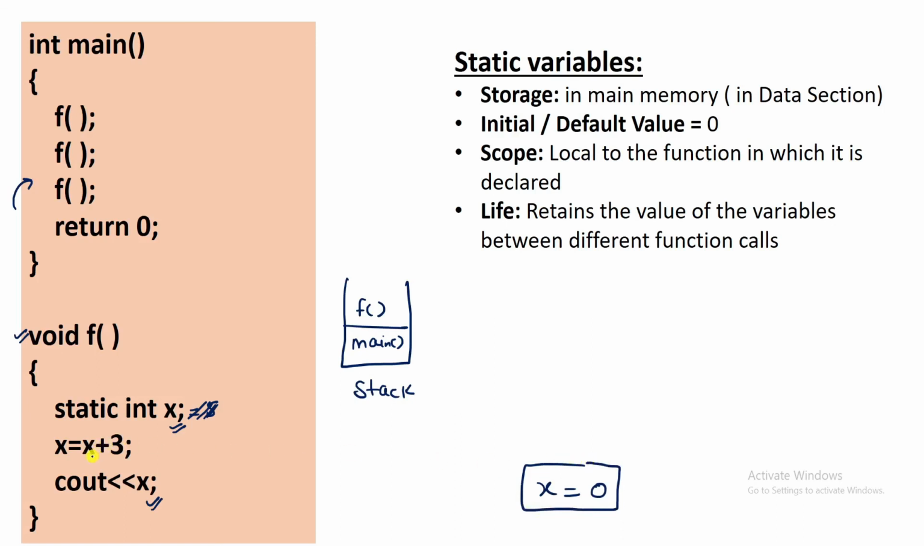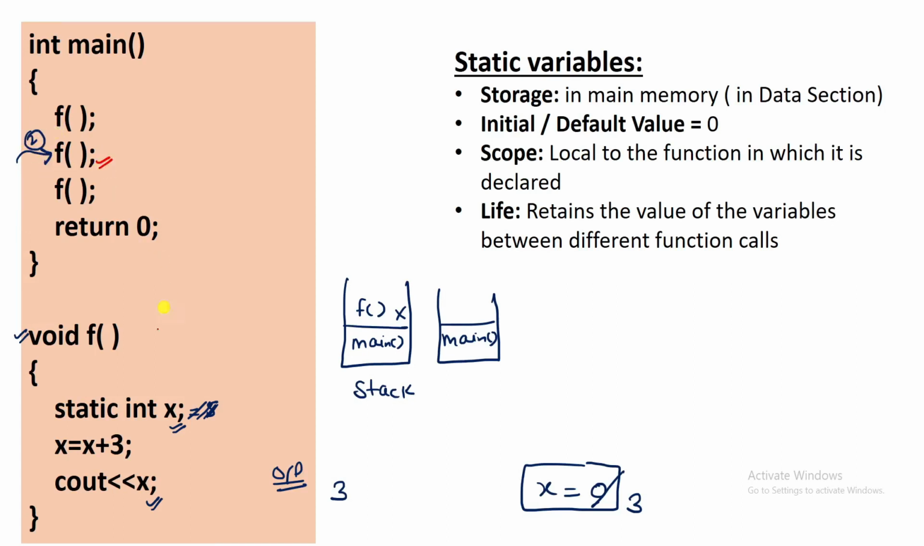Now x will be updated by 3. So x is updated by 3 in the data section part. Now we will print cout x. So here the output is 3. Now when this f function is over, its activation record will be deleted from here and only main will be left. So we go back again, here, because this function call is done. Okay, so we are here.